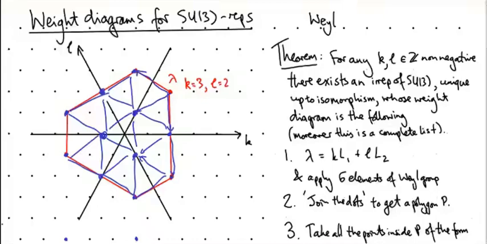So, a few lectures ago, I stated this classification theorem for the irreducible representations of SU3, and I haven't actually proved it yet. I've been using it and drawing these pictures, but I was hoping you'd forgotten by now and I didn't actually prove it. So, I just want to prove it in this video.